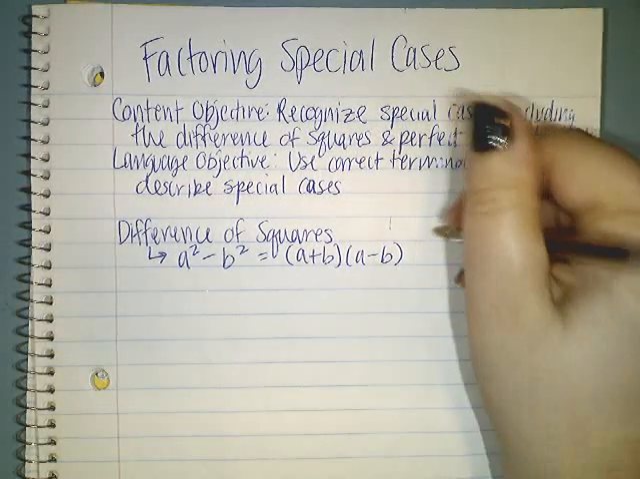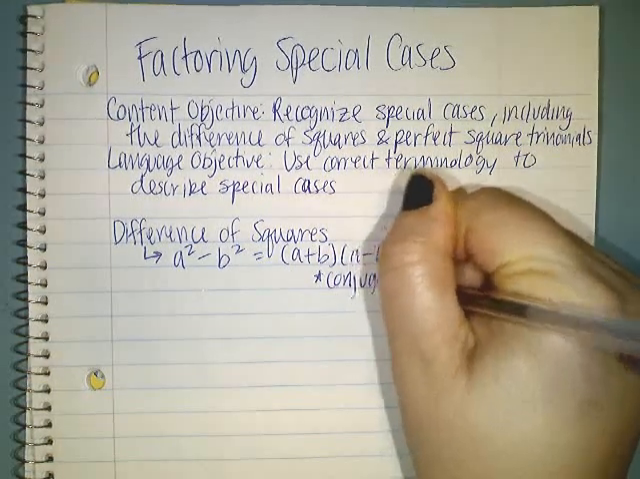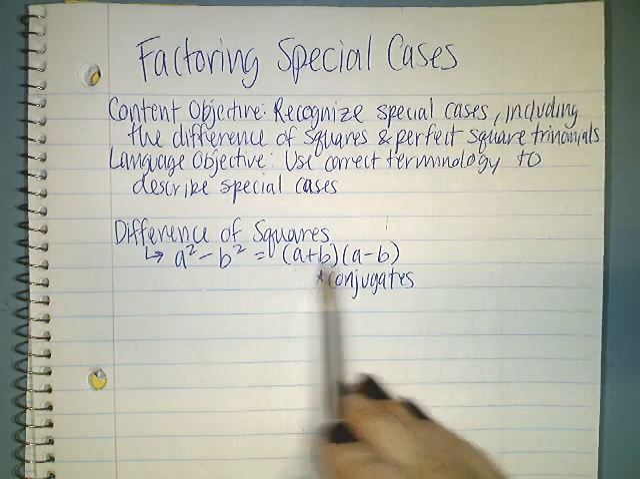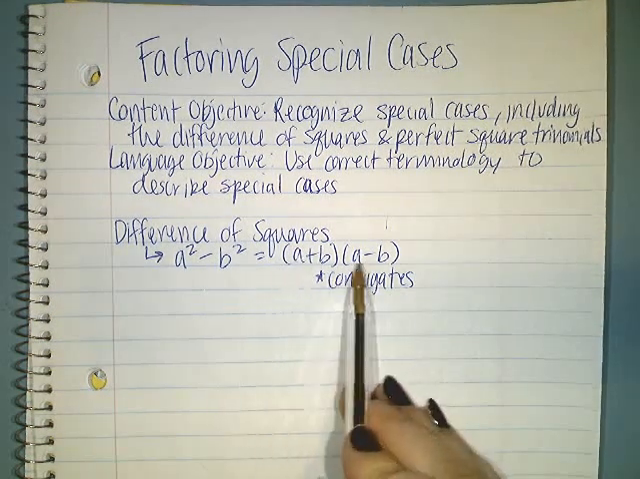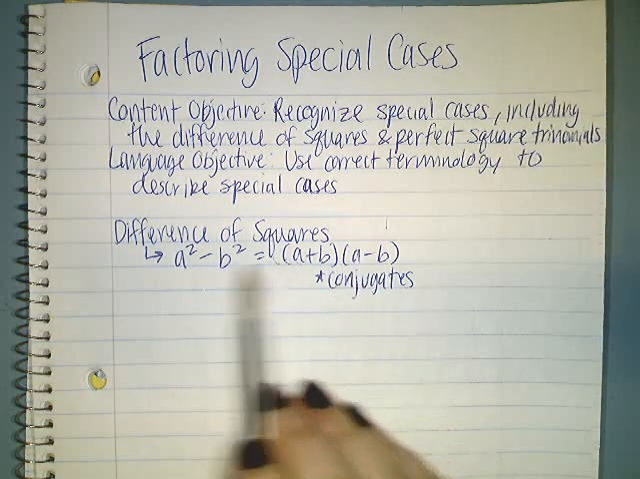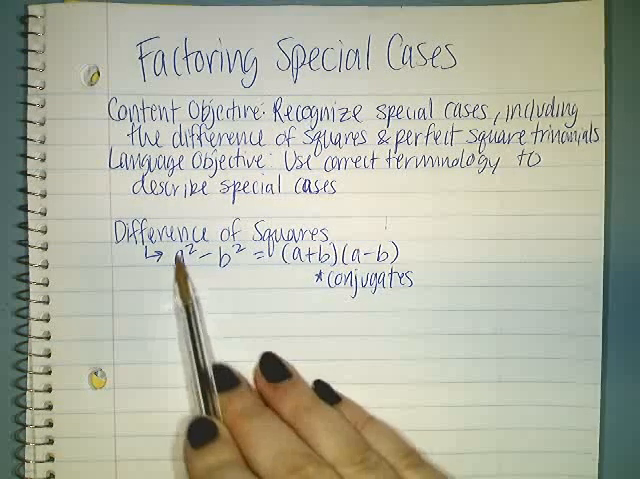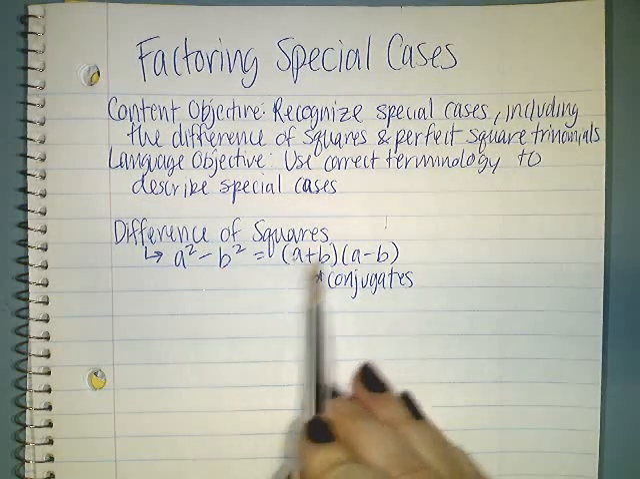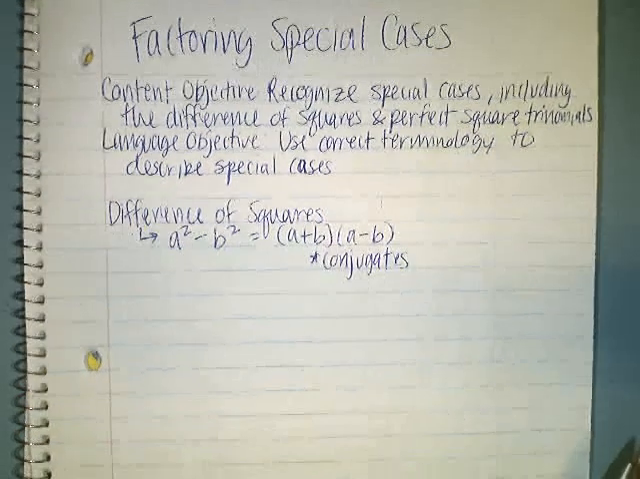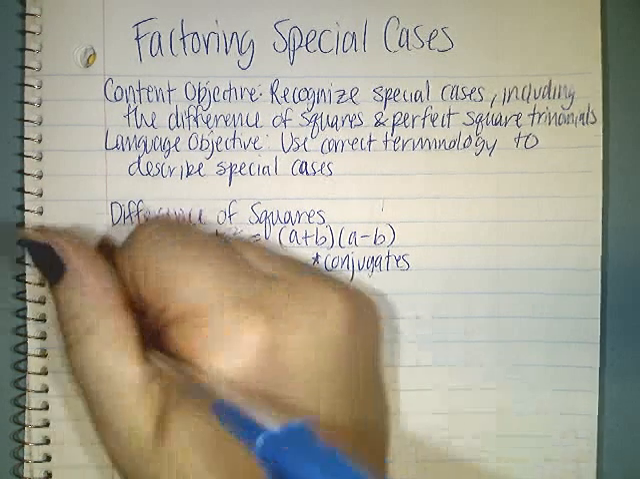So these are called conjugates. Conjugates are the same binomial with opposite middle signs. So the difference of squares always factors to conjugates. So a and b, the square root of the first term and the square root of the second term, added and then subtracted. This is the most common special case we will see, so I really want to make sure you guys are okay identifying it.